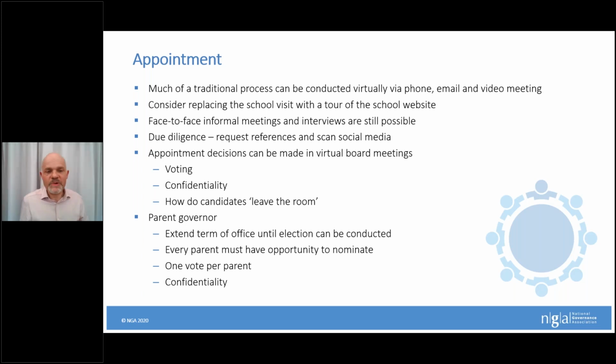In terms of the appointment, when you get to the point of making that decision to appoint a new governor, those decisions can be made in a virtual board meeting. I think there are some considerations there, depending on how you normally do this. On my board, we always have an open vote.